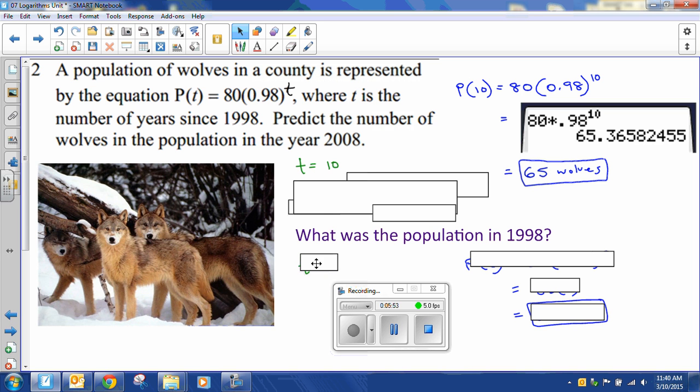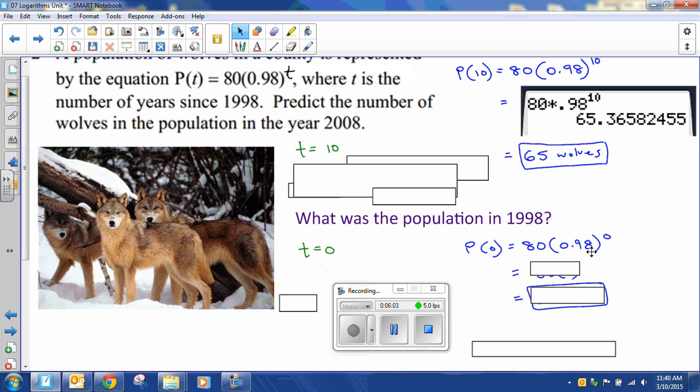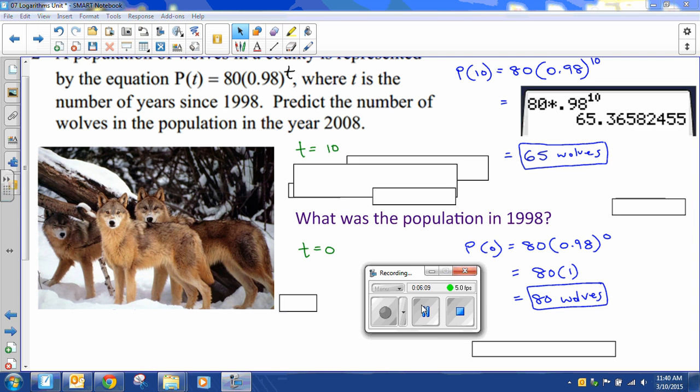What was the population in 1998? Well, in 1998 t equals 0. So when you put 0 into the function, any number raised to the power of 0 is 1, and 80 times 1 is 80. And that makes sense because we start off with 80 wolves.